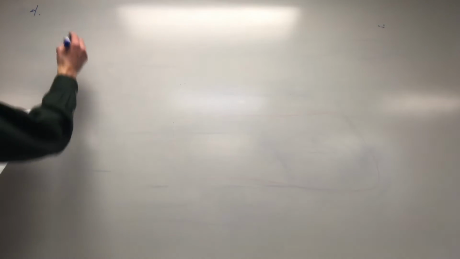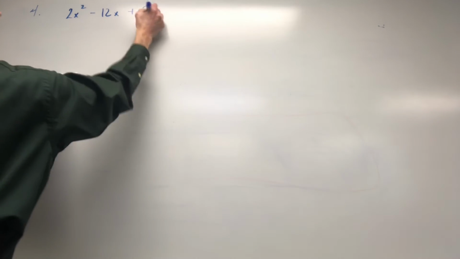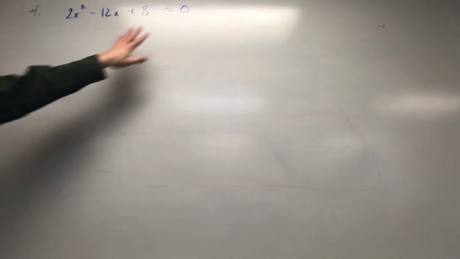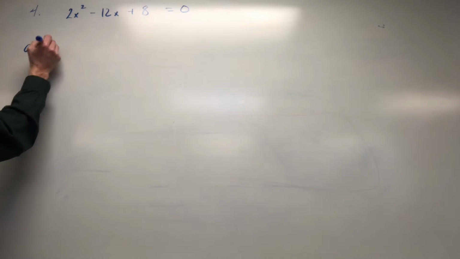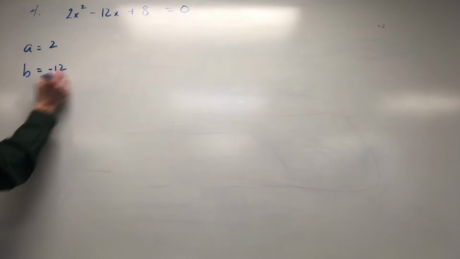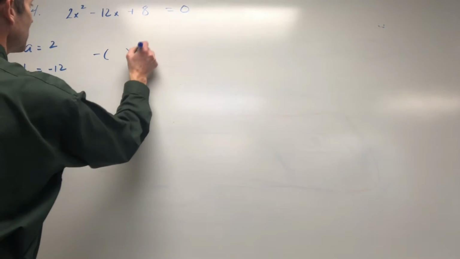All right, 1, 2, 3 in the books. Number 4. Okay, what do we got here? 2x squared minus 12x plus 8 equals 0. So this one's already set equal to 0. Caught a break, it's equal to 0, didn't have to move anything. Now you can just go, okay, a equals 2, b equals negative 12, c equals 8. So you got 2, negative 12, and 8. We're going to drop them in.